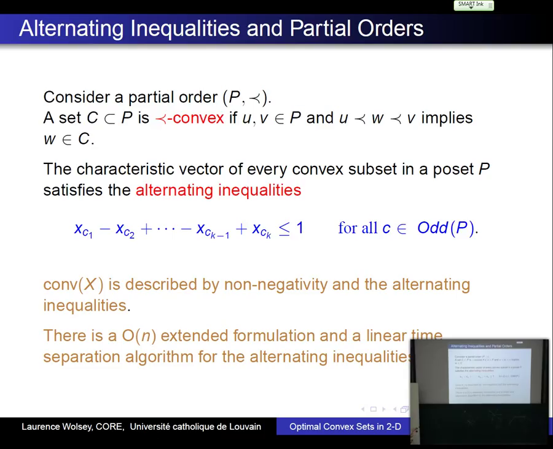So you just need non-negativity and the alternating inequalities, if you take any increasing sequence of points of odd length. And you also get a very simple extended formulation and a linear time separation algorithm for these inequalities. So somehow this seems to be the right extension, if you're really just interested in these alternating inequalities. So I guess that's all I have to say. Thanks very much.